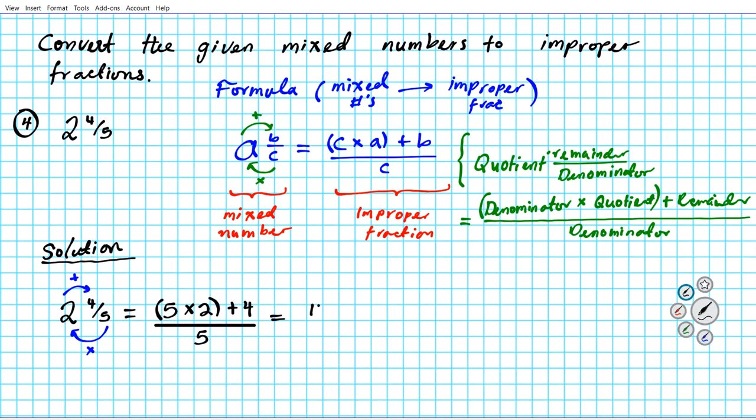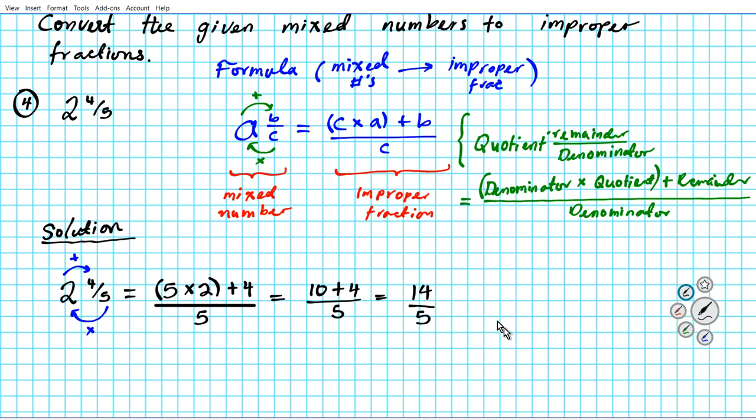5 times 2 is 10. 10 plus 4 over 5. And then you add 10 plus 4 is 14 over 5. Ladies and gentlemen, that's our final answer. Okay, let's go ahead and write it out. So we have the mixed number 2 and 4/5 is equal to the improper fraction 14 over 5. Bam.